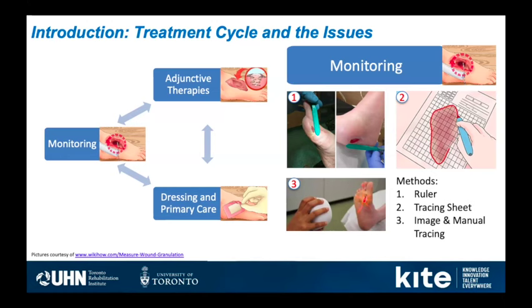The current monitoring processes are done mostly manually, by tracing the area of the wound, using rulers to measure the wound size, or in a bit more advanced ways, using imaging to capture an image and then drawing the surrounding area on a computer rather than on paper.